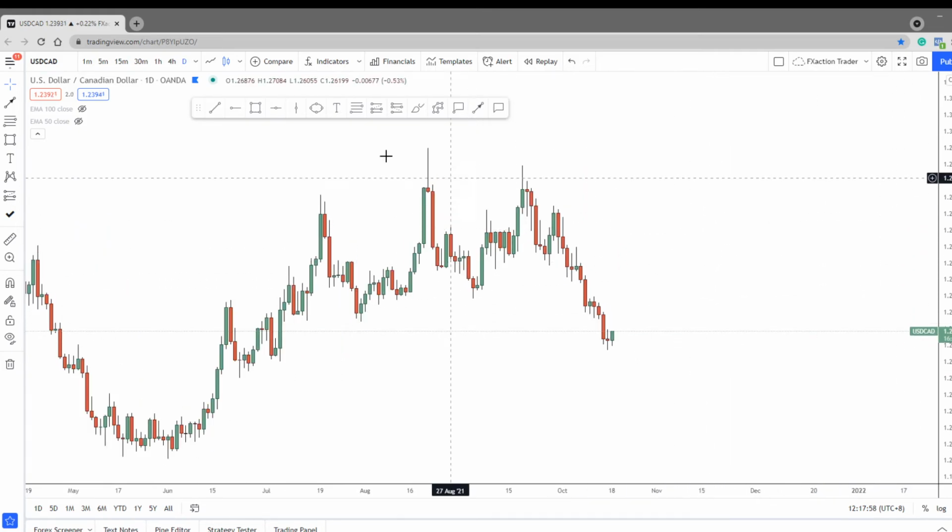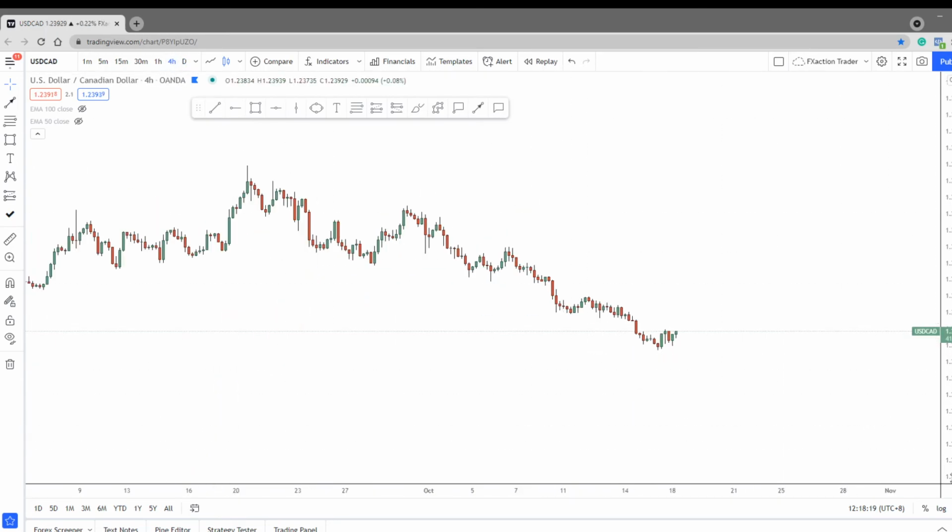On the daily chart, what we can see is that the market has been moving in a very strong bearish trend. We did not see any higher high being made, but we see many lower lows created. So let us move to H4.